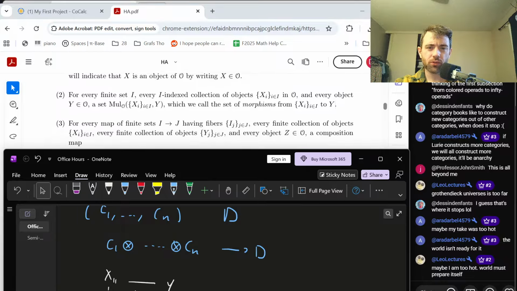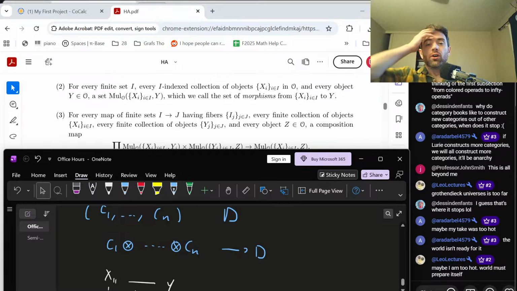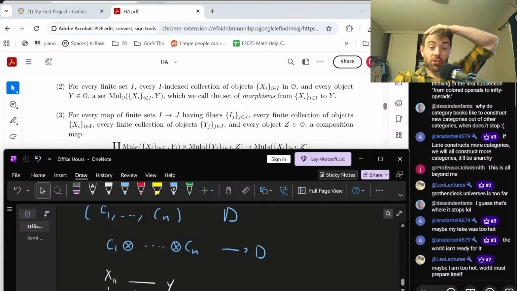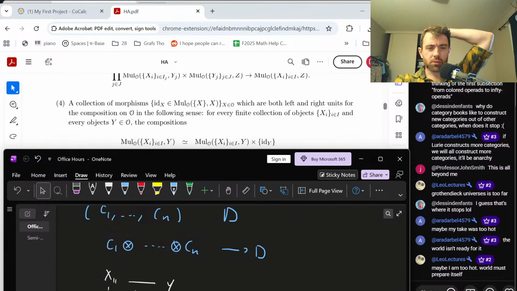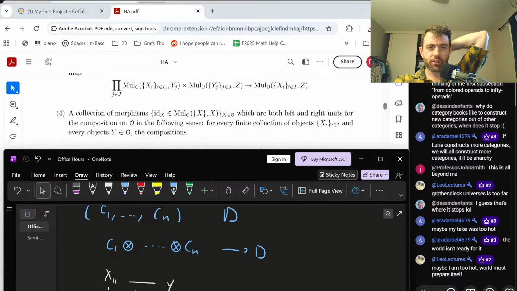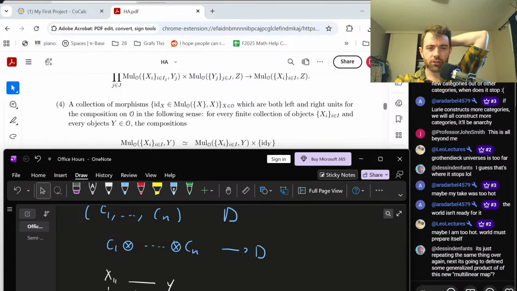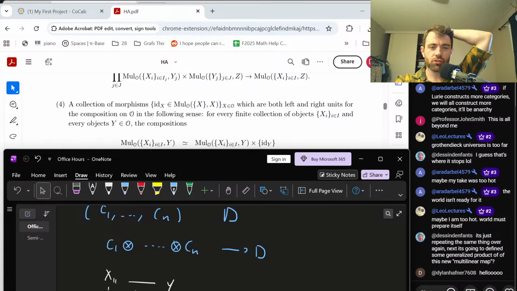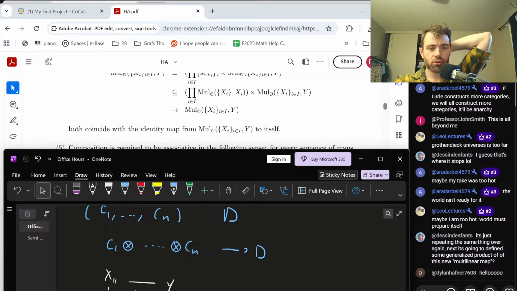Set of morphisms. What do you call the set of morphisms? And we have some composability condition. A collection of morphisms which are both left and right units. Okay.